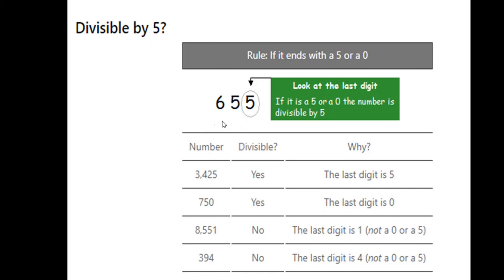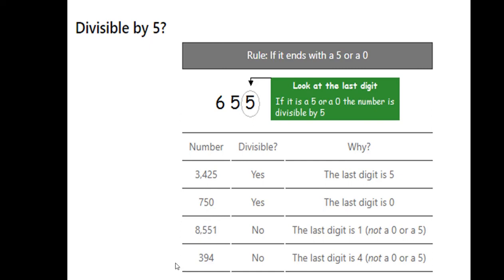Moving to the next example, 3425. Here also the last digit is 5, so the number 3425 is divisible by 5. Next example, 750. The last digit is 0, so this number is also divisible by 5.